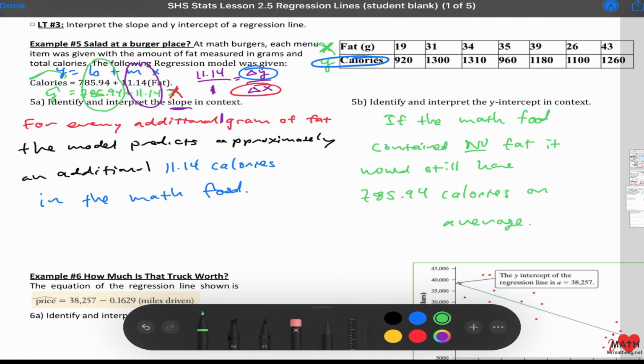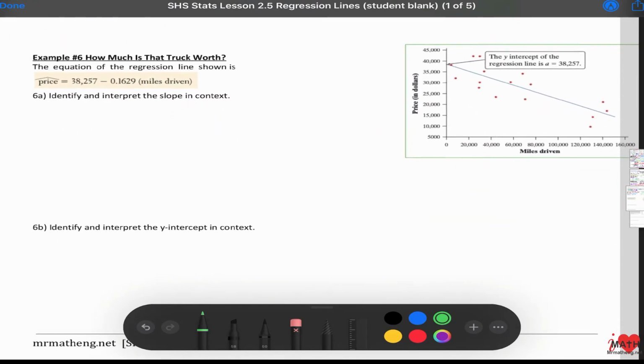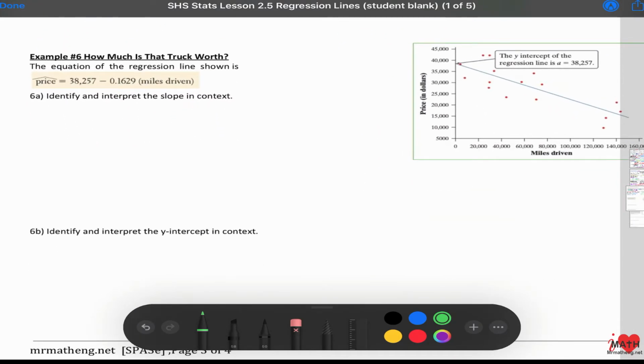Okay. All right. Going back to that car. How much is a truck worth? You press pause, you try the problem, and then we'll go over it together.